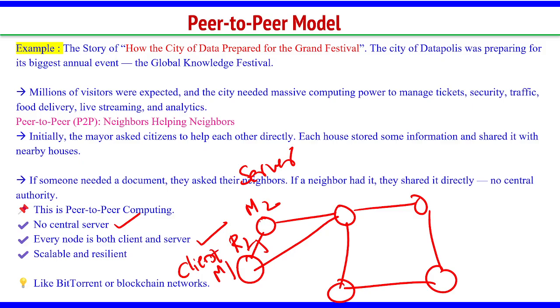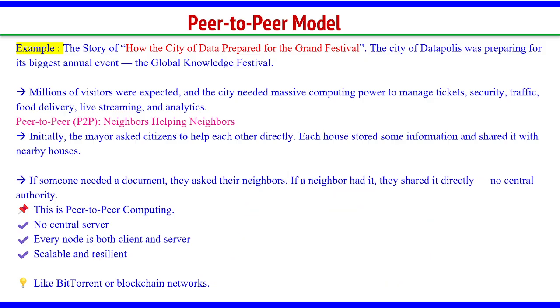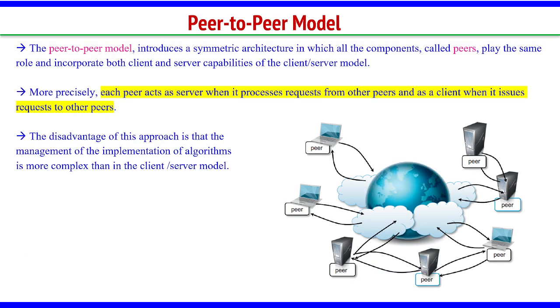But for M2 to respond to R1, it needs one more piece of information. So, it is again requesting M3. In this case, what happened? M2 became a client now and M3 became a server. So, at any point of time, a particular node, a particular system could be a client or could be a server. It can act in both roles. We use this technique in blockchain networks. Technically, let us understand what the peer-to-peer model is.